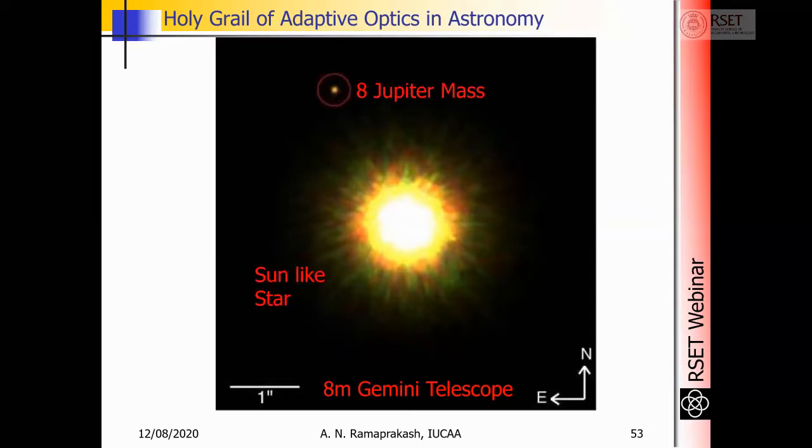So this is the holy grail: to detect and measure the presence of biomarkers on Earth-like planets in the habitable zone of Sun-like stars. To detect those and measure the biomarkers in them would be an amazing challenge, which these big telescopes are going to undertake.